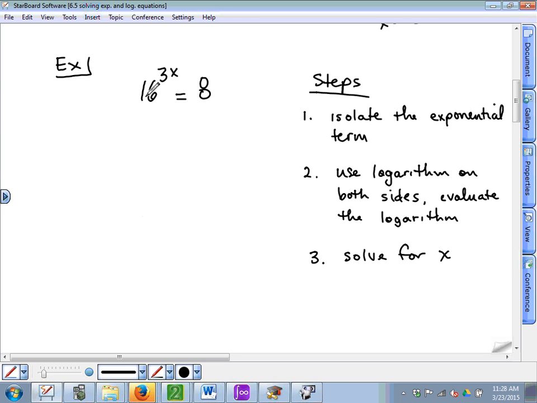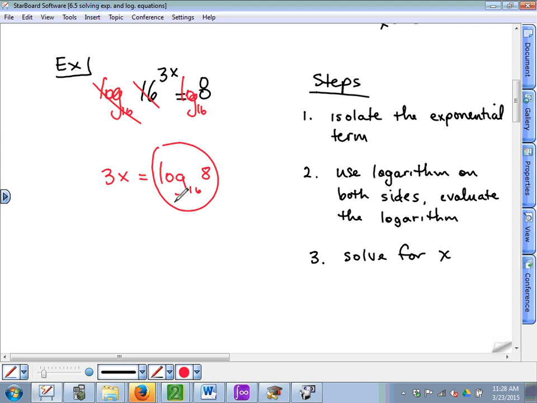Now, we've got to cancel a base 16. So which logarithm would you suggest? Log base 16 here, and a log base 16 there. Log base 16 cancels a base of 16, and you're left with 3x equals log base 16 of 8. Now part of step 2 is to evaluate this logarithmic expression. You got to turn that into an actual number.